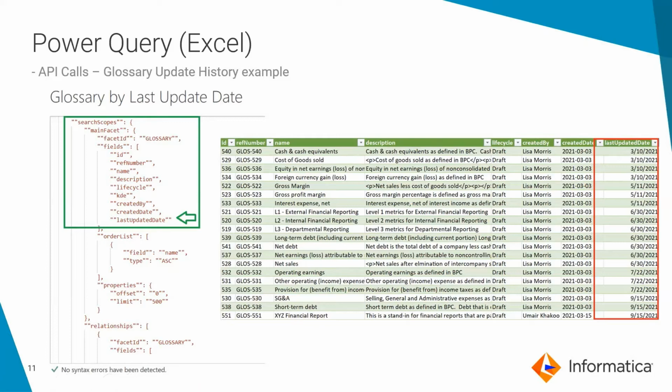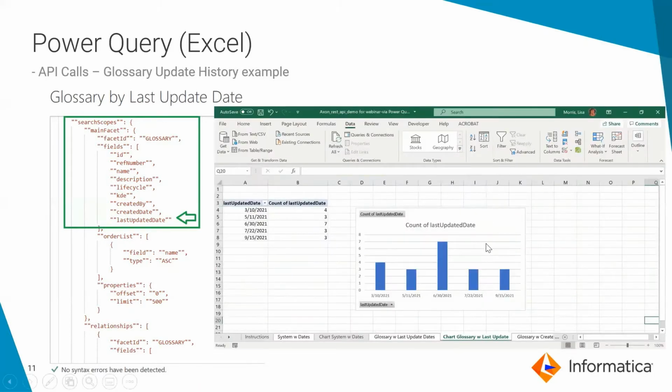So this is what the bar chart would look like. All I did is a pivot table based on those last update dates, and it gave me this nice bar chart. In this case, we can see that we updated some glossary items in March. We've also updated some in May, in June, in July, and then again in September. That's usually a pretty good indicator that people are actually in Axon, making sure that things are correct, by tracking the last update dates. And we can see that they've been using it since March and about every month since then until September.